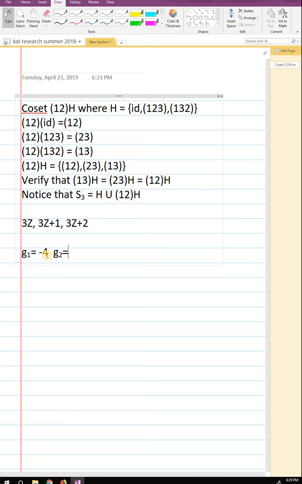Okay. So what's G2? G2 is another one in 3Z plus 2. Give me another one. -1. All right, -1. That's fine. Well, give me something more interesting. How about 101? 101? Okay, very good.